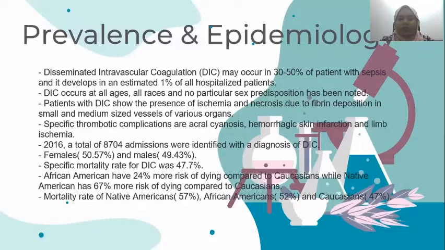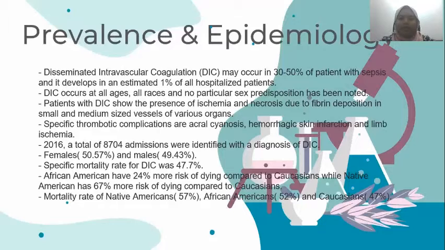Specific thrombotic complications that are sometimes seen in the framework of DIC are acral cyanosis, hemorrhagic skin infarction, and limb ischemia. In 2016, a total of 704 admissions were identified with a diagnosis of DIC.